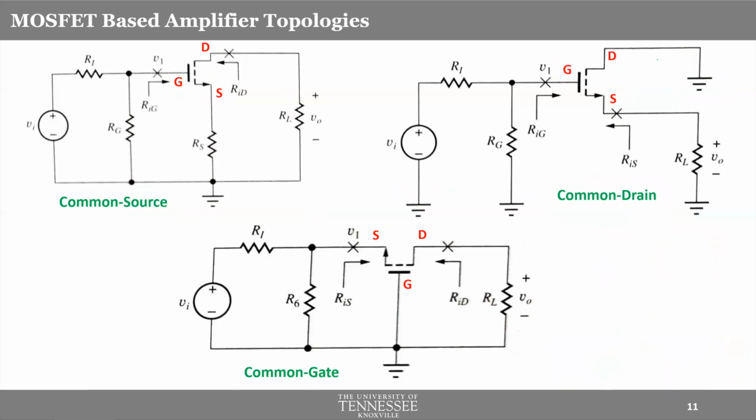Now, notice that drain is grounded here now instead of the source, which was grounded before, right? So drain is grounded, and with respect to drain, we calculate all the other input voltage and output voltage.